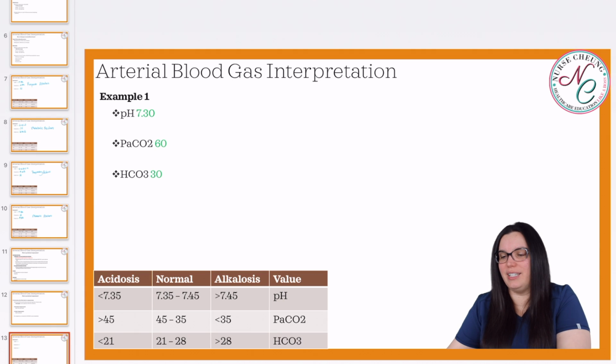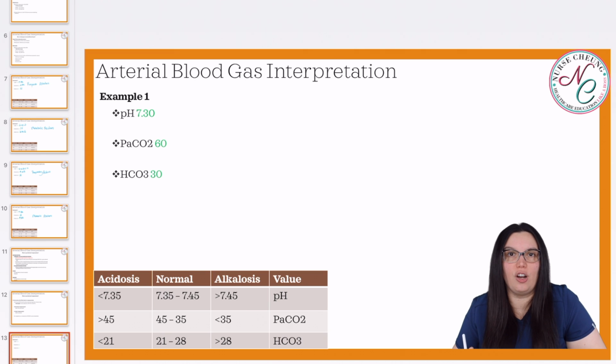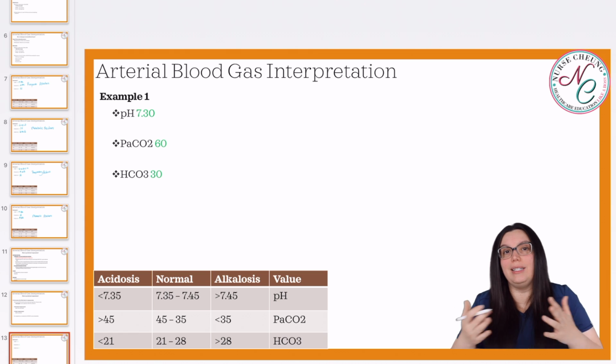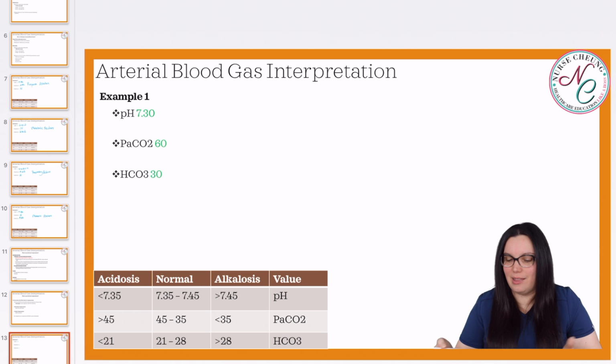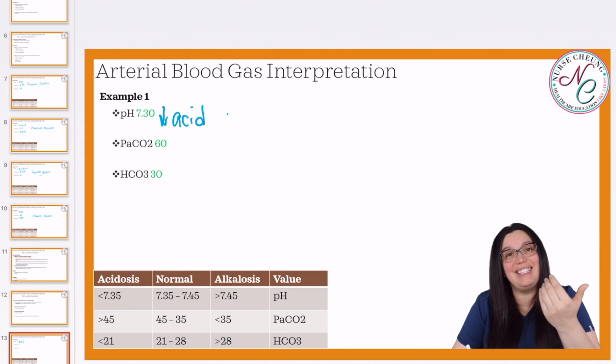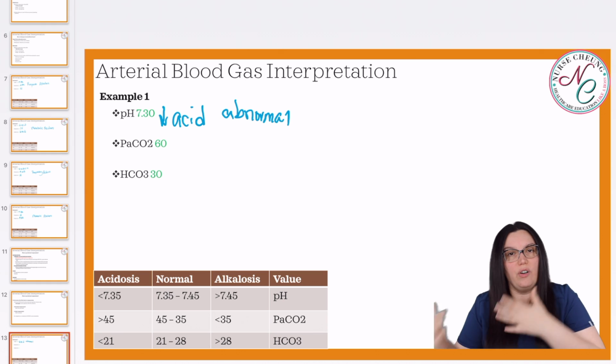So let's take a look at our first example. In our first example, we have a pH of 7.3, a PaCO2 of 60, and an HCO3, our bicarb, of 30. So we always begin by looking at our pH. Our pH is 7.3. We know that normal is between 7.35 to 7.45. Well, it's low, right? We're having a more acidotic situation taking place in the body. So we know that's low. It's going to be acid. And what we do know is it is still abnormal, right? It's not within the normal ranges.